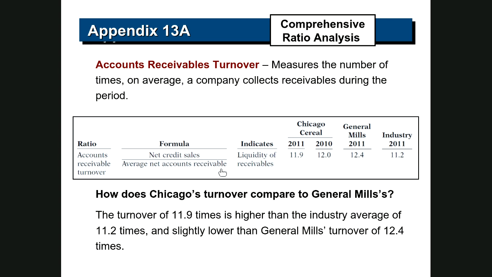If you sell and your customers don't pay, you don't have the cash to do business with. If your customers pay, only then can you operate. So the higher this number is, the better off you are. The more liquid you are, the more cash you have, the more your customers pay, the better off you are.